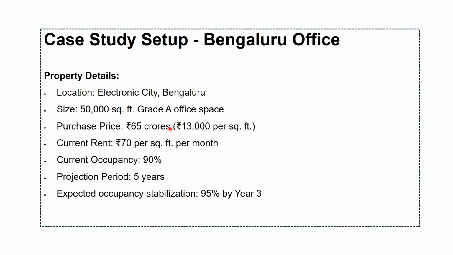The purchase price is 65 crores, which works out to 13,000 rupees per square feet. The current rate is 70 rupees per square foot per month. Current occupancy stands at 90%. Our projection period will be 5 years. We expect occupancy to stabilize at 95% by year 3 as the market strengthens and we improve tenant retention through better property management. So, this case study will demonstrate how to structure a complete DCF analysis using realistic assumptions based on current Bengaluru office market conditions.